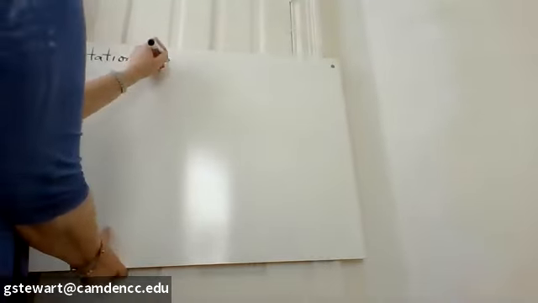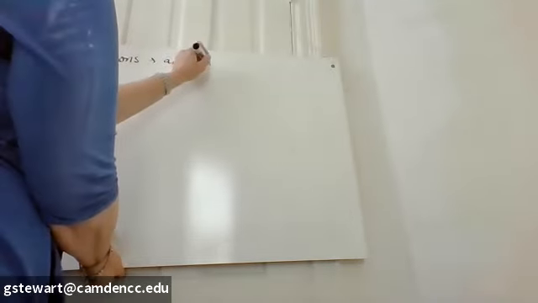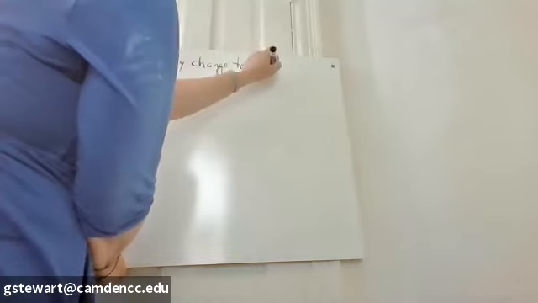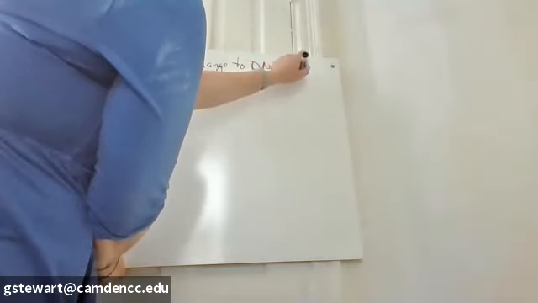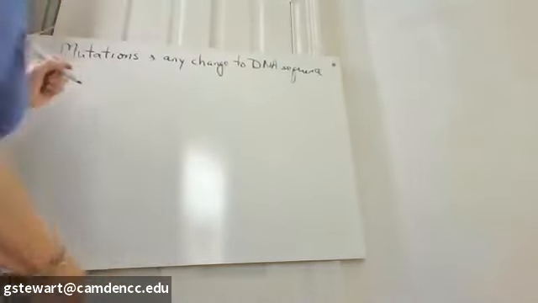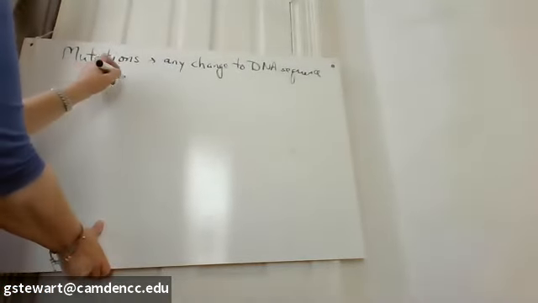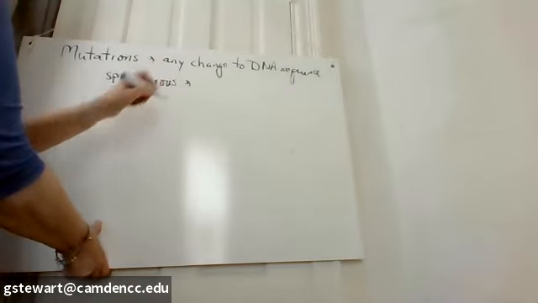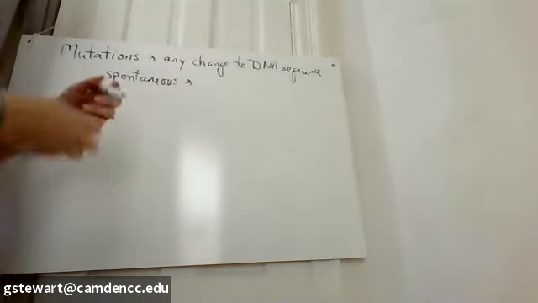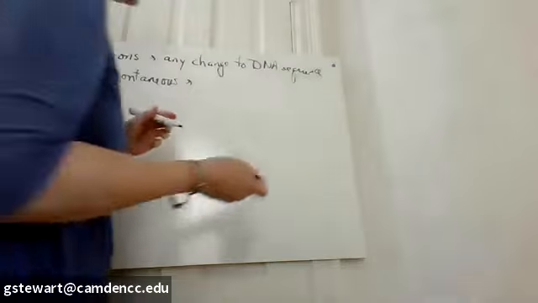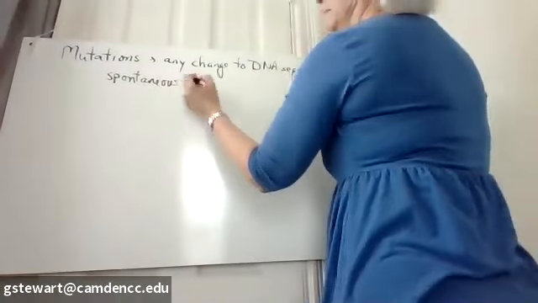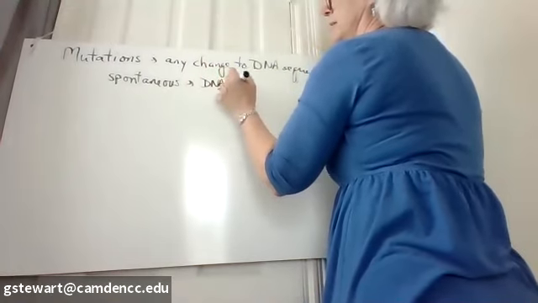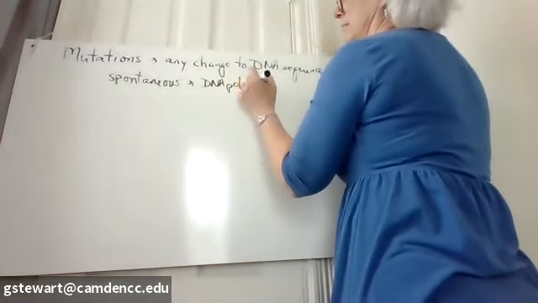So a mutation is any change to the DNA sequence. Now, that can be spontaneous. That means it's a mistake by DNA polymerase that is not corrected by DNA polymerase 1. I'll just put DNA polymerase mistake that is not corrected.